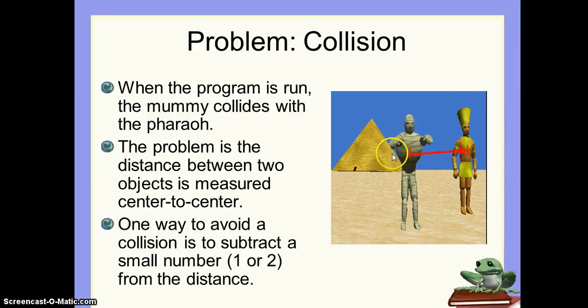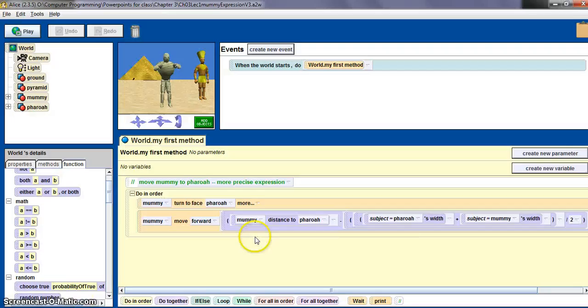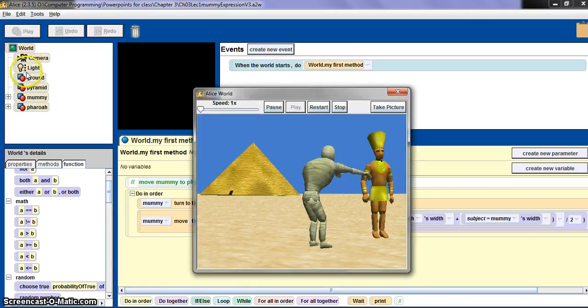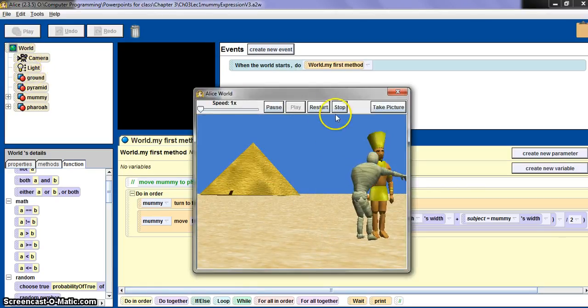Wouldn't it make sense if we included part of the mummy's width? So if we got rid of this piece right here and this piece right here? And wouldn't you describe this as half of the mummy's width and half of the pharaoh's width? Yes, I think you would. And so here we are again. You can see this line is getting more and more complicated. In fact, let me play it for you, and then we'll talk through the math of it again. So it turns, and perfect.